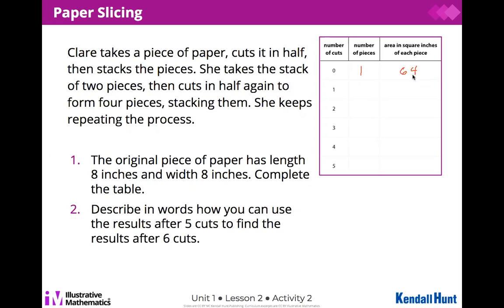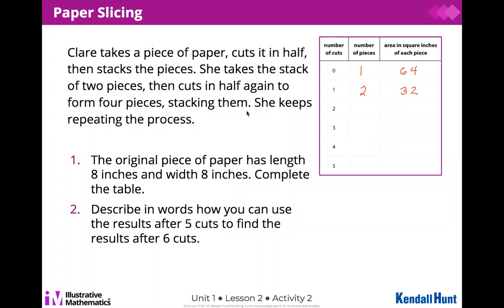All right. I stack them on top of each other. Well, I know I've got 2 sheets of paper now. So after one cut, we've got 2 sheets of paper. And the area, well, since it used to be an 8 by 8, and when I cut it in half, now it's 4 inches by 8 inches. So 4 times 8 is 32. So each sheet of paper will have an area of 32.